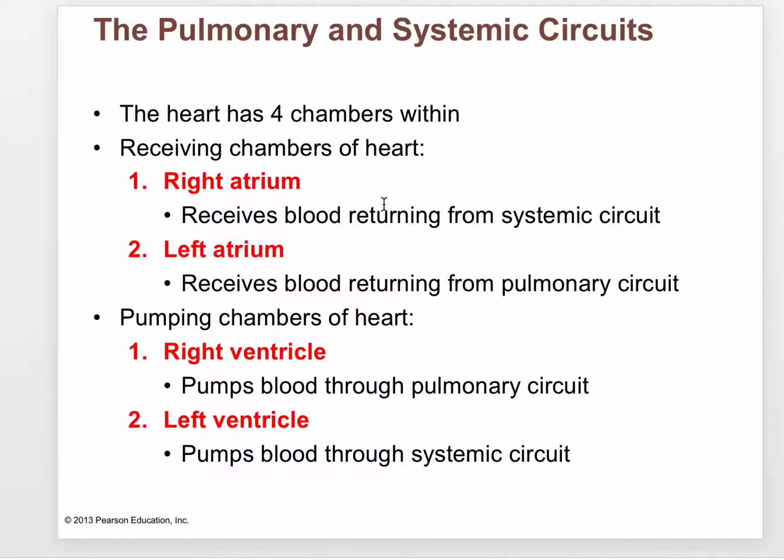It's going to be important for you to know the flow of blood, the pattern that blood flows through the heart and lungs. First of all, the heart has 4 chambers. There are atria and ventricles. Atria are the receiving chambers of the heart. The right atrium receives blood from the systemic circuit. The left atrium receives blood from the pulmonary circuit. The right ventricle pumps blood through the pulmonary circuit. The left ventricle pumps blood through the systemic circuit. I have some pictures that'll show you these a little bit better coming up.